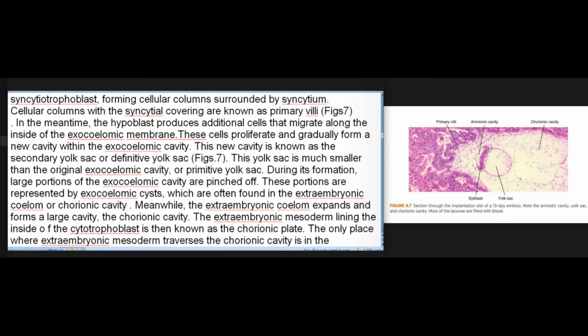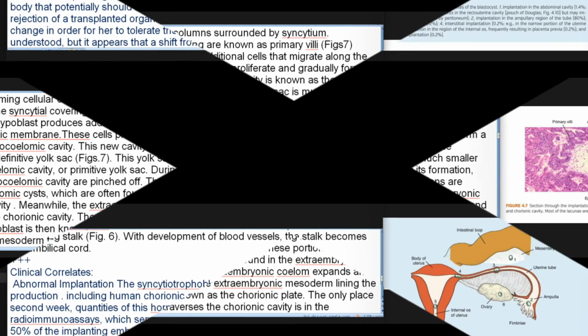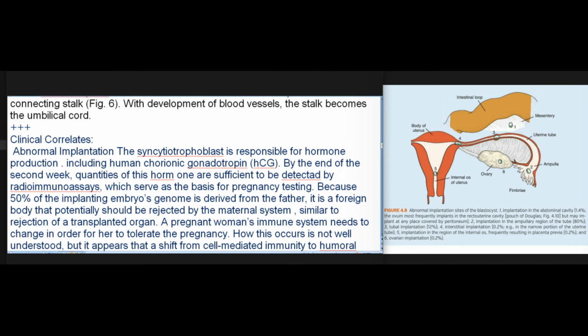During its formation, large portions of the exocelomic cavity are pinched off. These portions are represented by exocelomic cysts, which are often found in the extraembryonic coelom or chorionic cavity. Meanwhile, the extraembryonic coelom expands and forms a large cavity, the chorionic cavity. The extraembryonic mesoderm lining the inside of the cytotrophoblast is then known as the chorionic plate. The only place where extraembryonic mesoderm traverses the chorionic cavity is in the connecting stalk, Fig. 6. With development of blood vessels, the stalk becomes the umbilical cord.